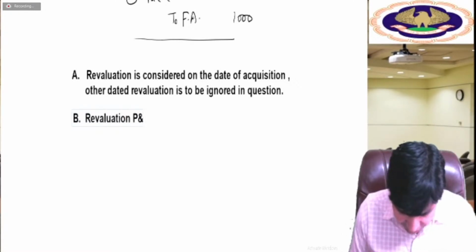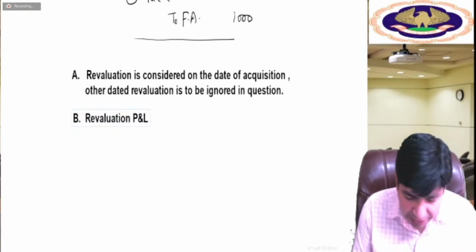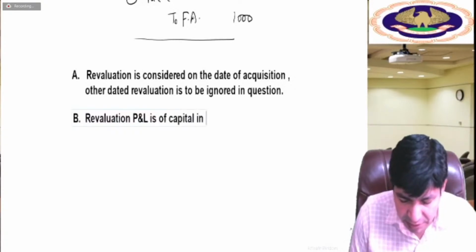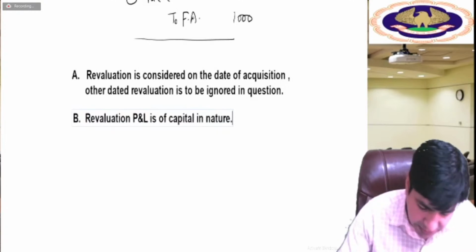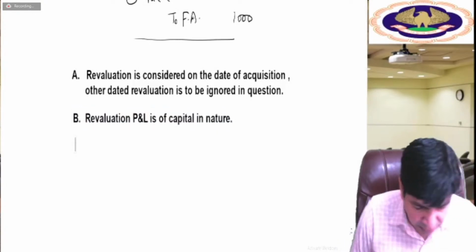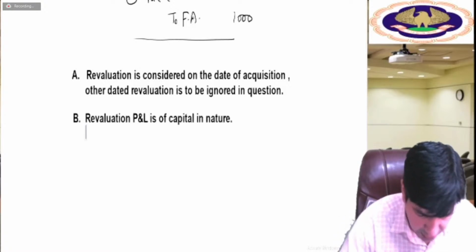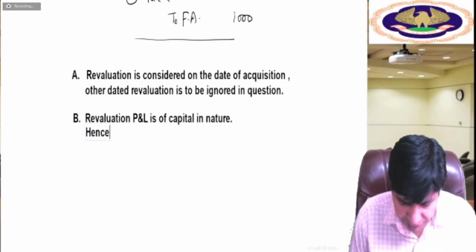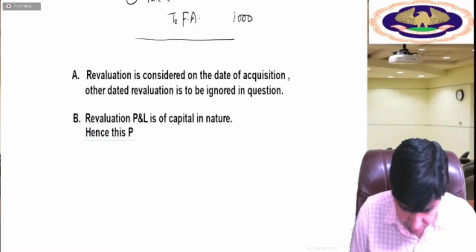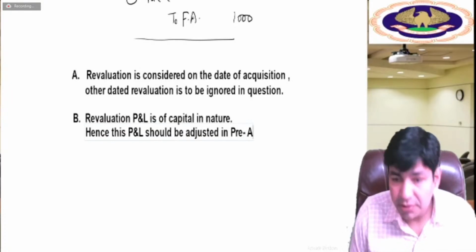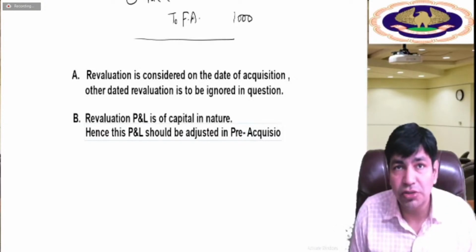Beta, please note down everyone. Most of the queries will be solved by writing this. Revaluation profit and loss is capital in nature. Of course, capital nature profits belong to pre-acquisition. Hence, this profit and loss should be adjusted in pre-acquisition. Shriram, your doubt is okay?